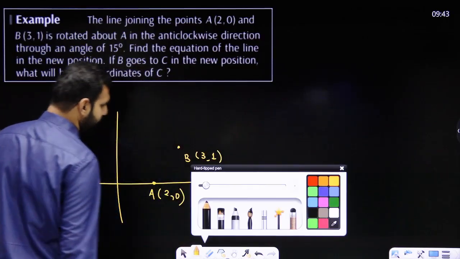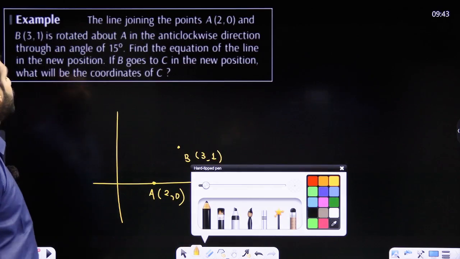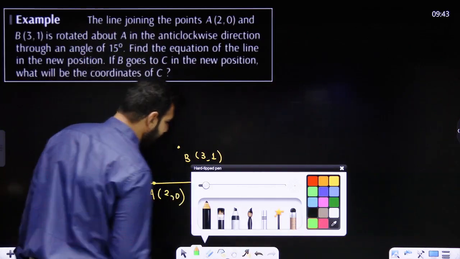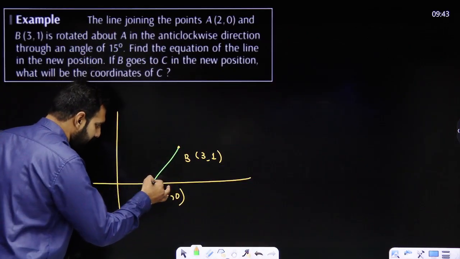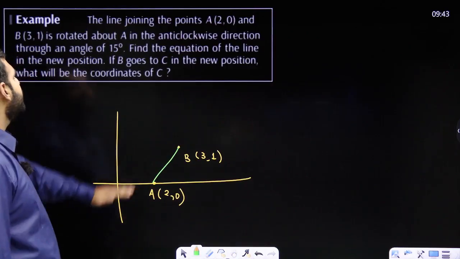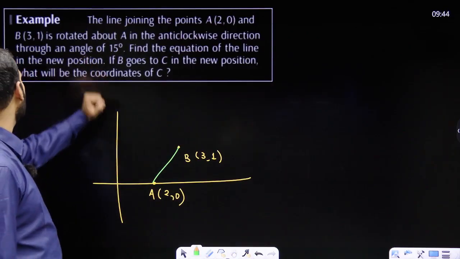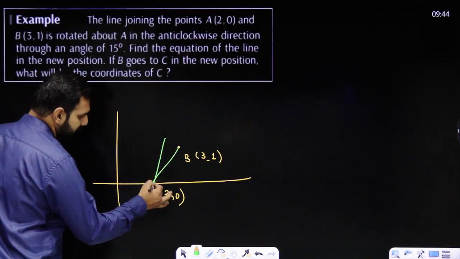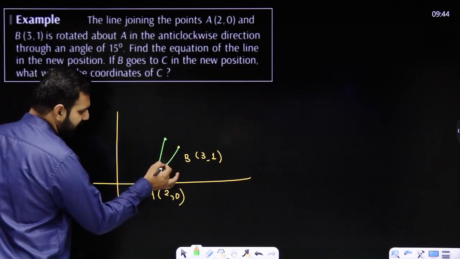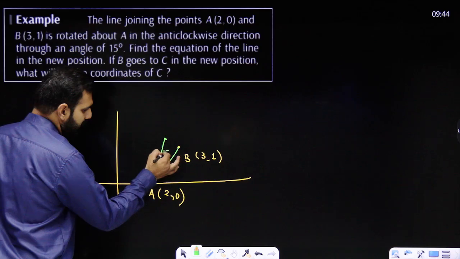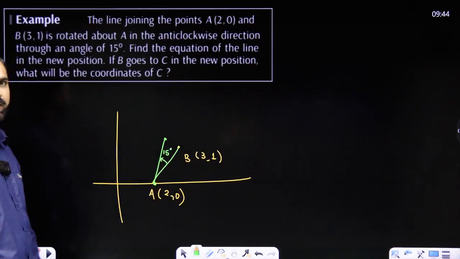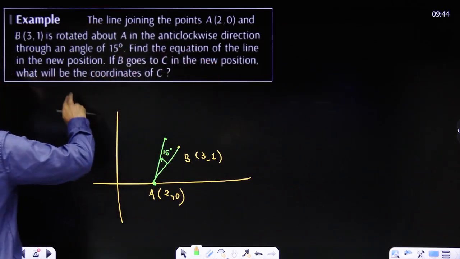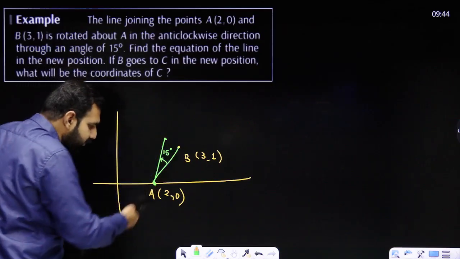Now, what do they say? That this line AB is rotated about A. So the point A is fixed here. And this is rotated about A in the anti-clockwise direction through an angle of 15 degree. So this point over here is rotated by 15 degree. So this angle over here is basically nothing but 15 degree. I hope you can see this very clearly. Now, find the equation of the line in the new position.